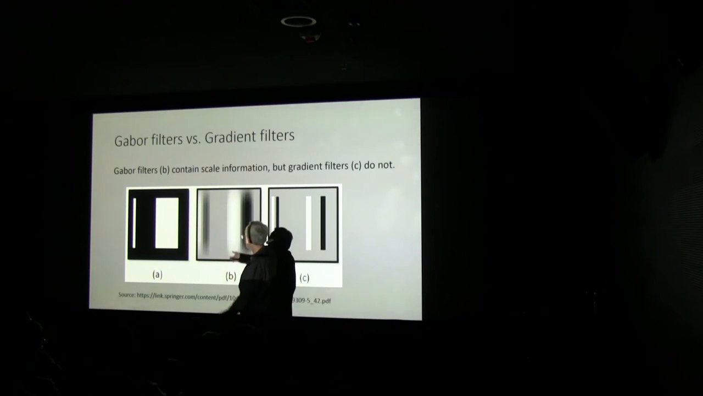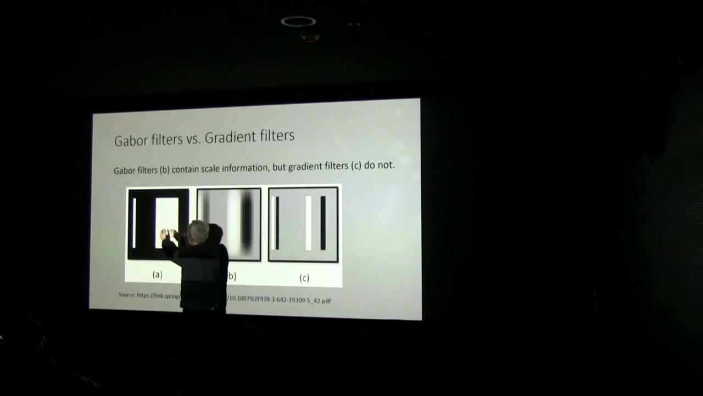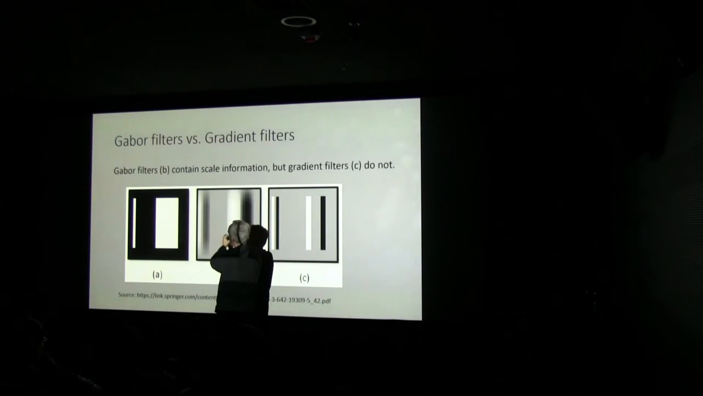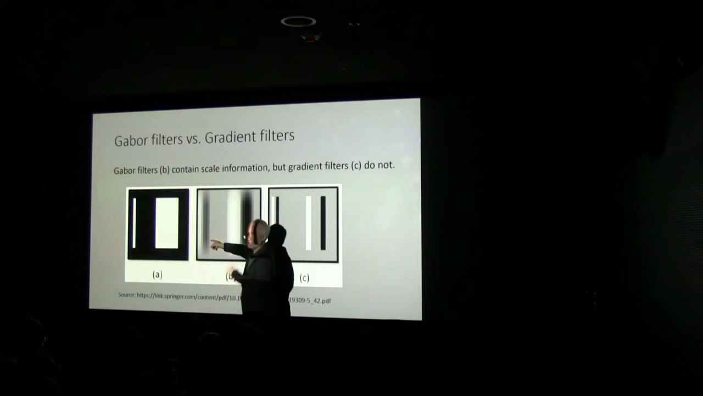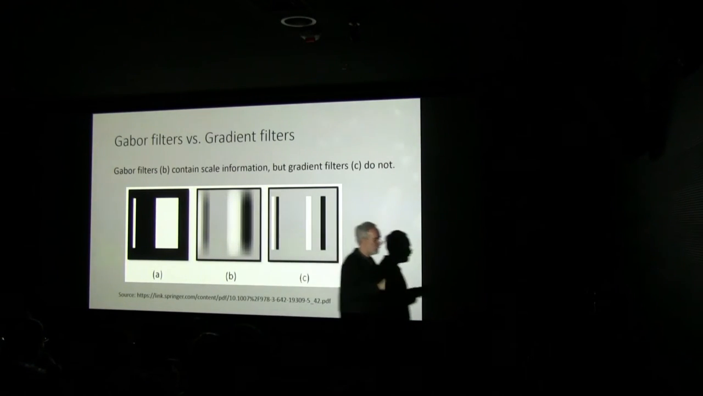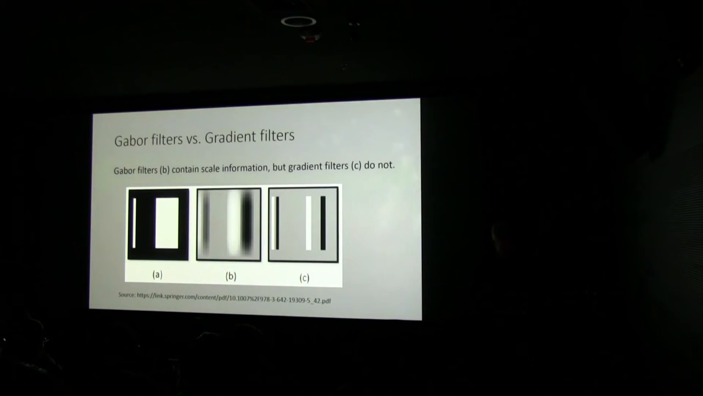So you can see that we are using a big vertical filter, and it's responding more to these larger edges than to these here, which are thinner edges. So it's very sensitive to scale, and it can be used to analyze different parts within an image.